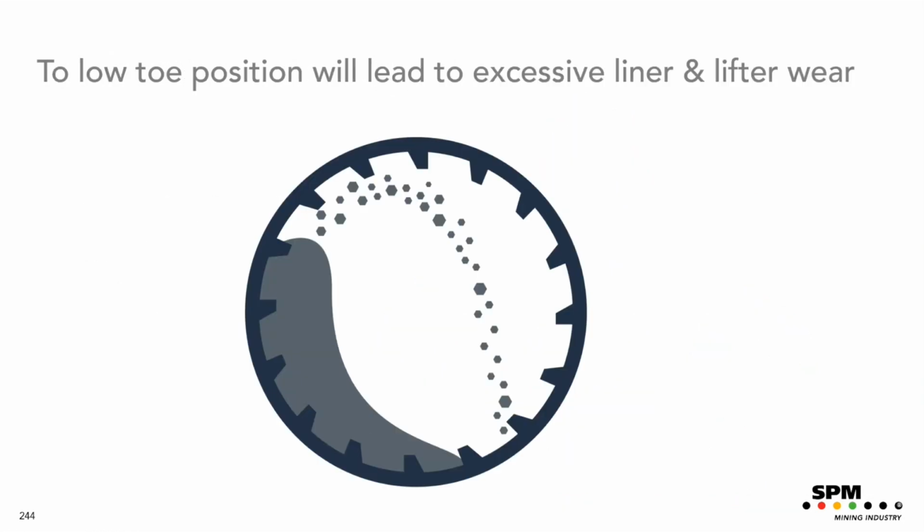And if the toe position is too low, it will lead to excessive liner and lifter wear, but it's also very inefficient grinding because the ore will fall down on the rubber lining and lifters, and that's not very efficient. So this is something you want to avoid.